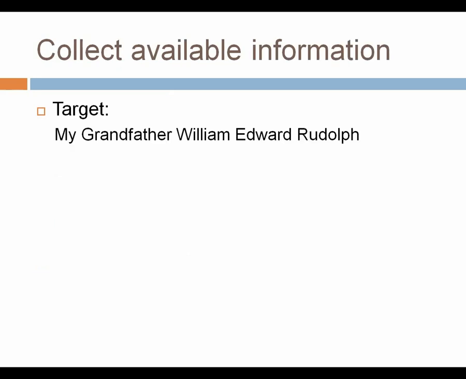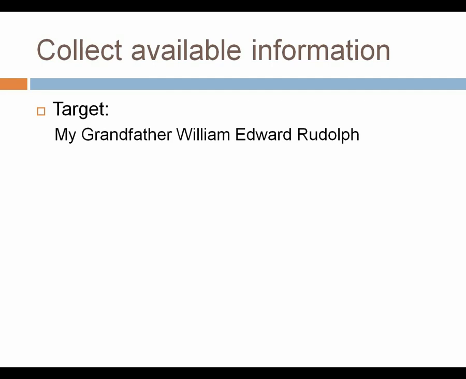So let's start with an example. My grandfather, William Edward Rudolph, is my target. When you're doing family history research, don't ignore the family that you know. Collect all the records that you can, even of currently living members of your family, because they will provide clues that will help you identify earlier records and earlier ancestors.